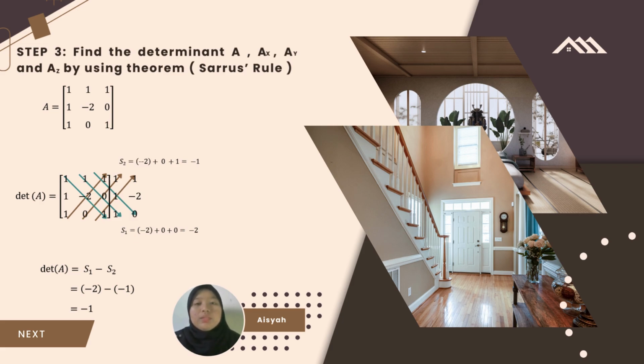Specifically, S1 is multiplied by the value on the diagonals from top left to bottom right, and the product is then added together. Same as S1, we can get S2 by multiplying the value on the diagonals from top right to bottom left. Subtracting S2 from S1 obtains the determinant of A, which is negative 2 minus negative 1 equal to negative 1.